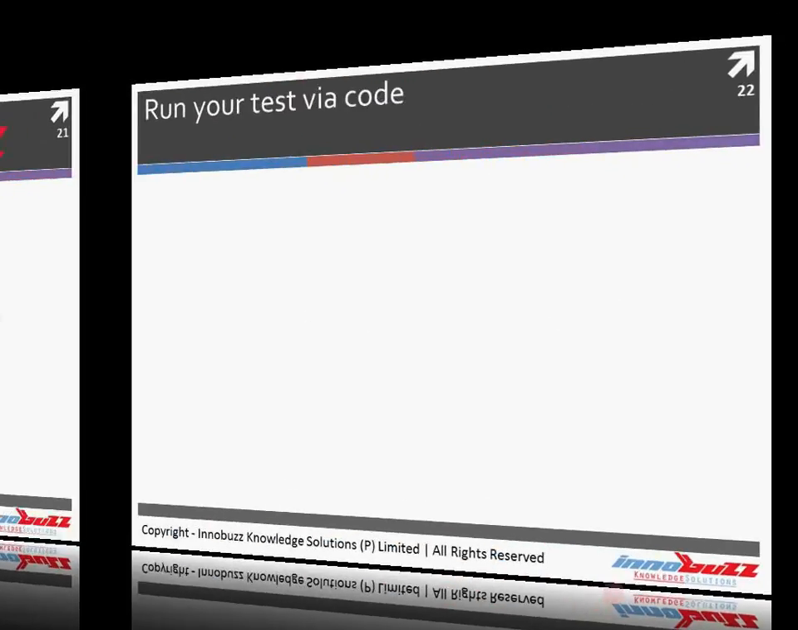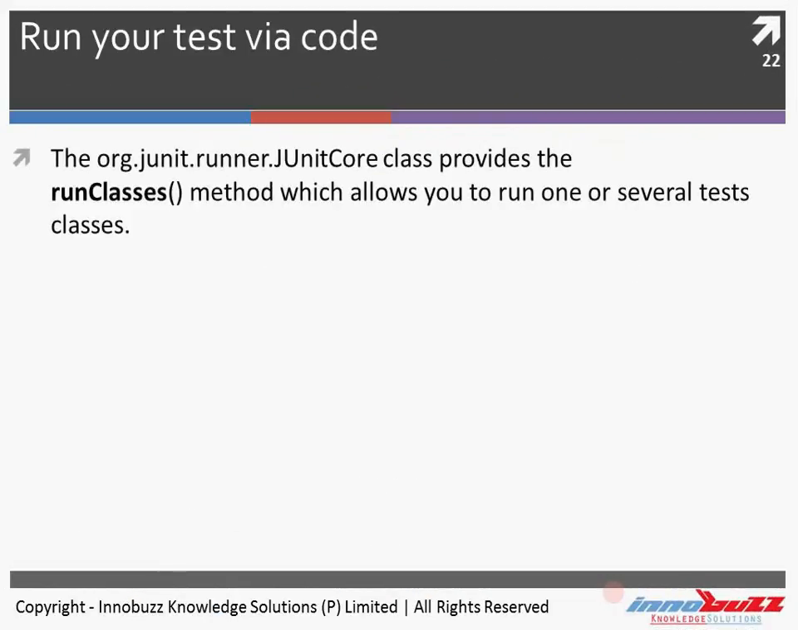Next thing is, I've already mentioned these things. So the JUnit core class provides the runClasses method, which allows you to run one or several test classes. In our practical demonstration just now, we executed one single class, but runClasses can execute any number of test classes. You can just give them with a comma as delimiter, and go on appending whichever test classes you want to run.